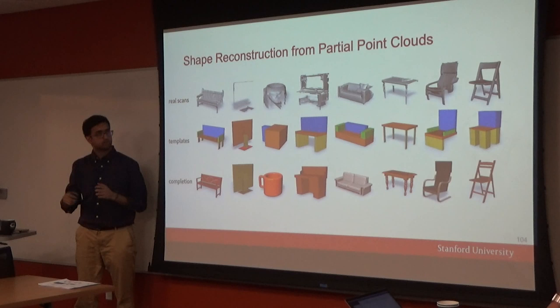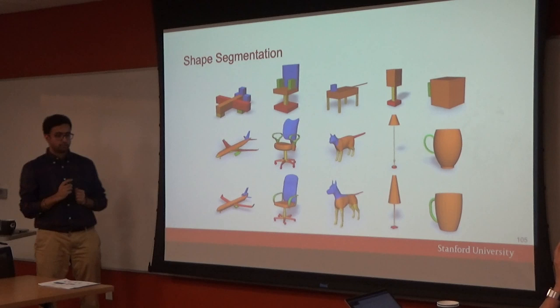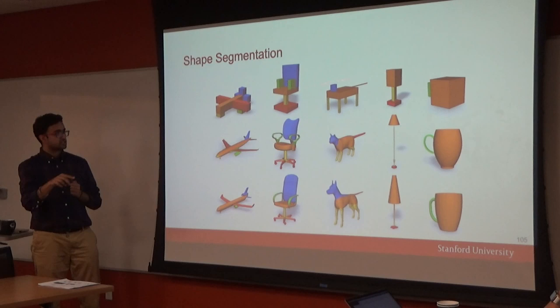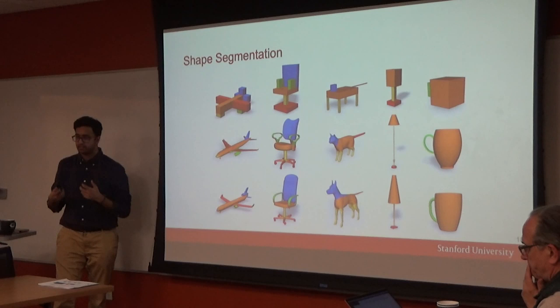We also use this technique to perform an initial shape segmentation for the purpose of label propagation. You can see over here that the first row consists of various example templates. The second and third rows consist of shapes to which semantic information has been transferred from the templates.